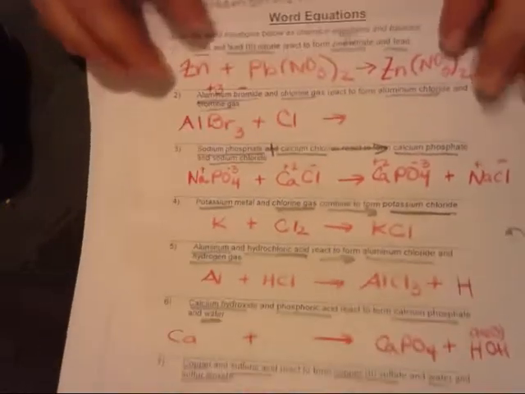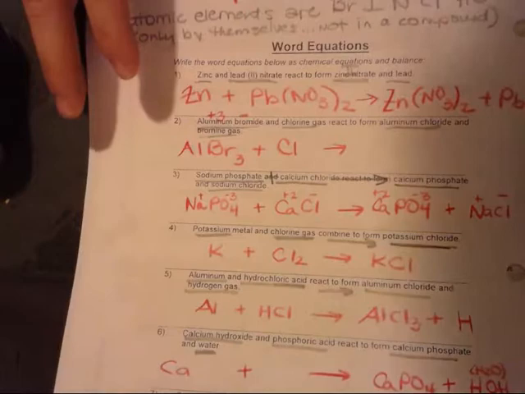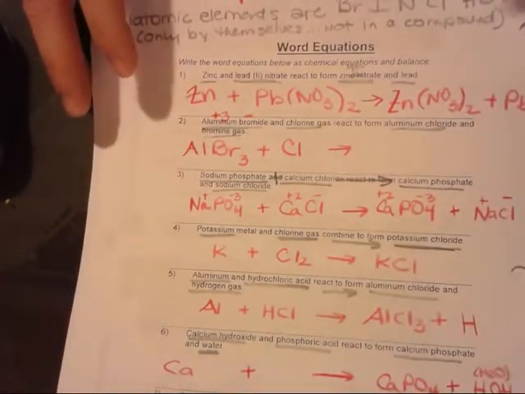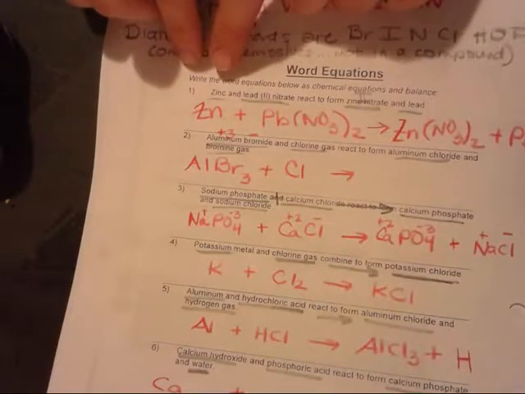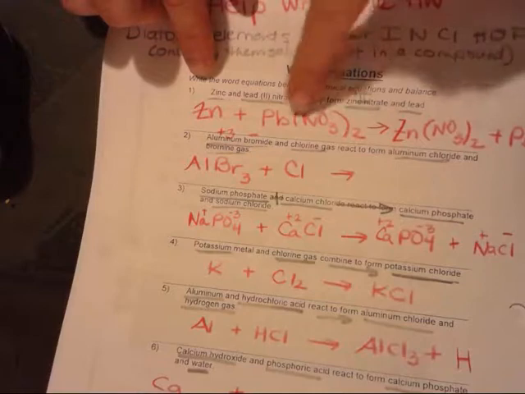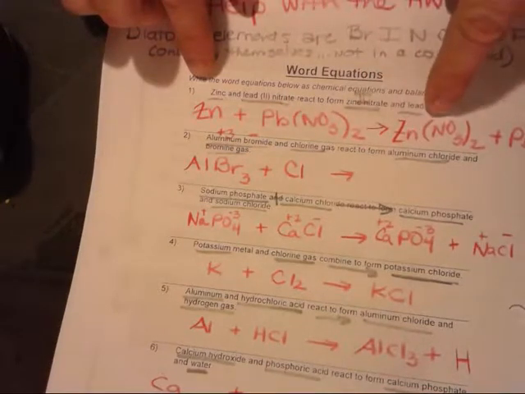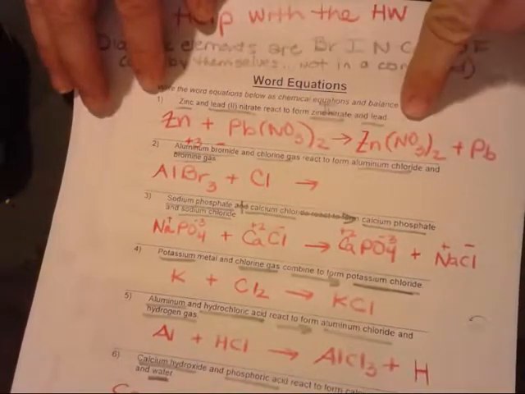I just wanted to go over the formulas on the main homework. I know homework number 2 I don't have ready or available right here, but I wanted to show you these formulas that go with these sentences, because zinc and lead 2 nitrate react to form zinc 2 nitrate and lead. So I wanted to be sure you had the formulas right.